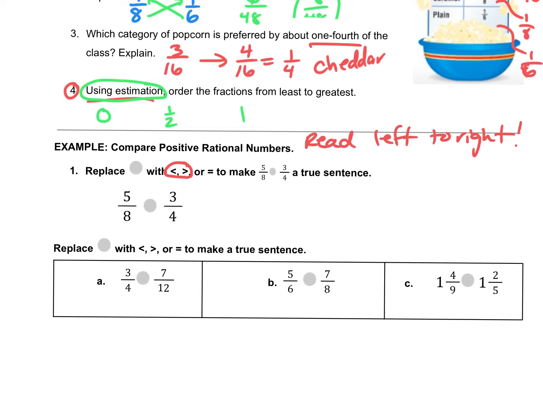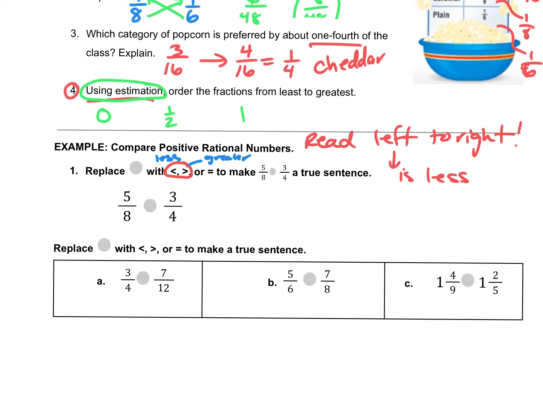Another thing that we need to remember is that left is less. If you think about a number line, the further left you are on a number line, the smaller it is. So we read this symbol as less than, and we read this symbol as greater than, reading left to right. So if we had 5/8 compared to 3/4, both of them are more than 1/2.